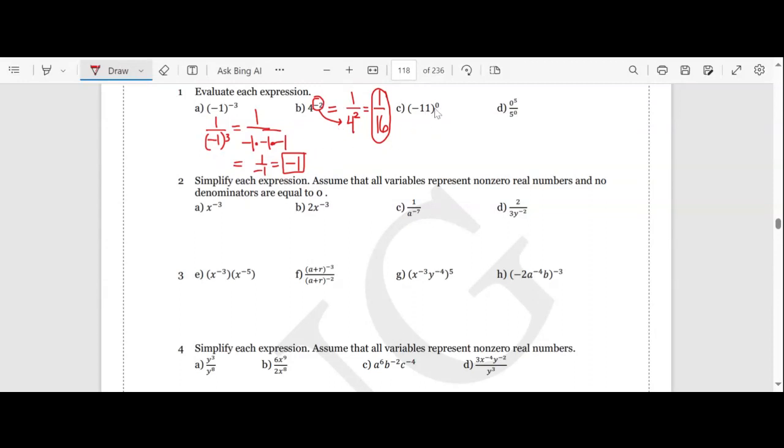Here, anything to the power of 0 is always what? 1. Here I have 0 to the power of 5. 0 to the power of 5 is what? 0. And 5 to the power of 0? 1. So 0 over 1, 0.